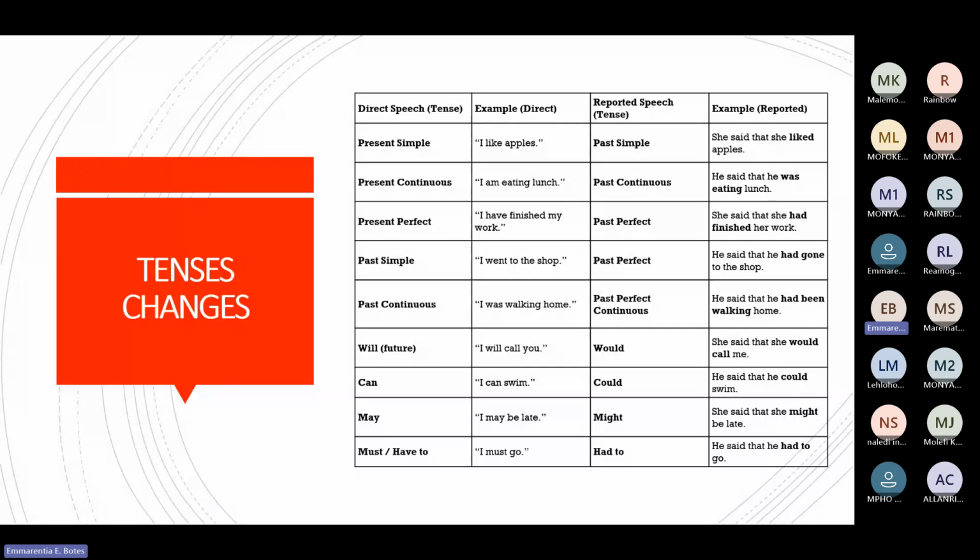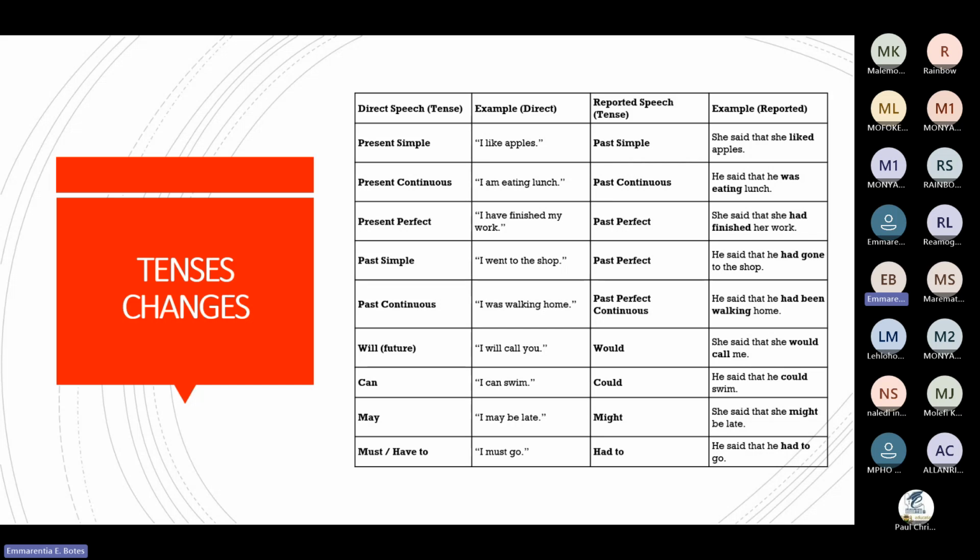Then the past simple or the past indefinite tense. I went to the shop. That will change into the past perfect. So the direct words in inverted commas, now we report on it. He said that he had gone to the shop. So that was how we reported the words. Then the past continuous. I was walking home will change to the past perfect continuous. He said that he had been walking home.